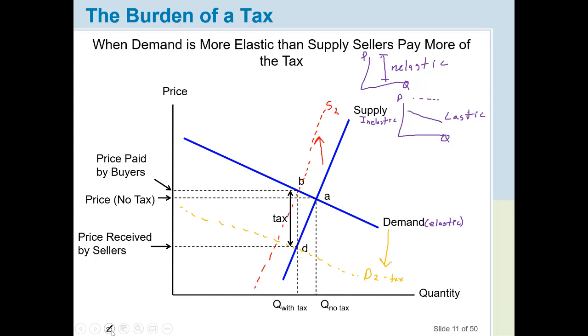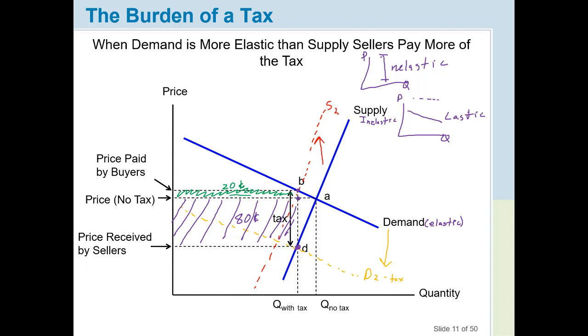And either way we slice this, our result is that the price paid by the buyers is going to be right here. The price received at point B, the price received by sellers, is going to be down here at point D. And sellers are going to wind up paying, I'll highlight this in purple here, a much larger share of the tax. If this was a $1 tax, their share might here be like 80 cents. And buyers pay a much smaller chunk, which would be this little green rectangle here. And let's say that's maybe 20 cents per unit.